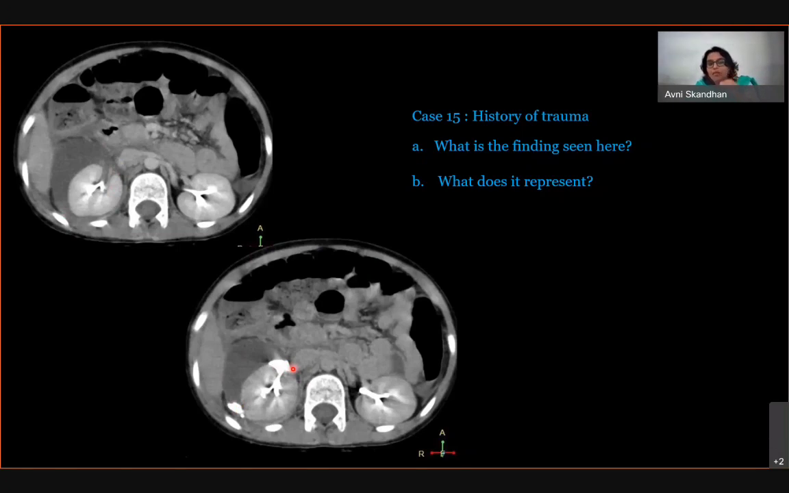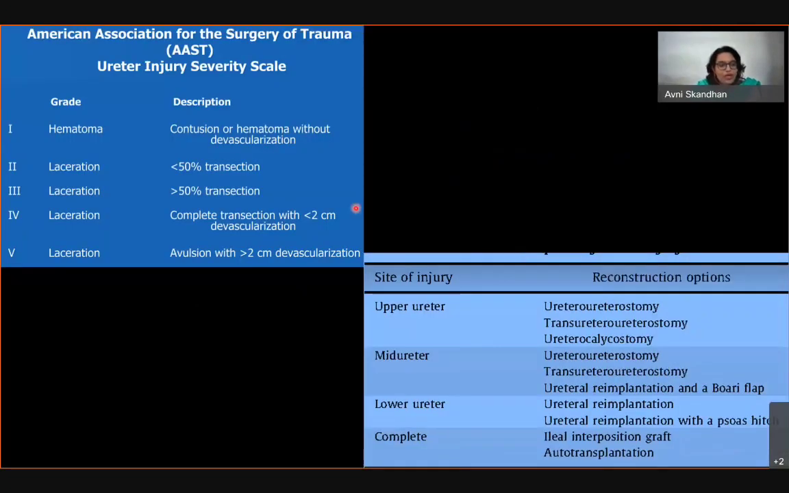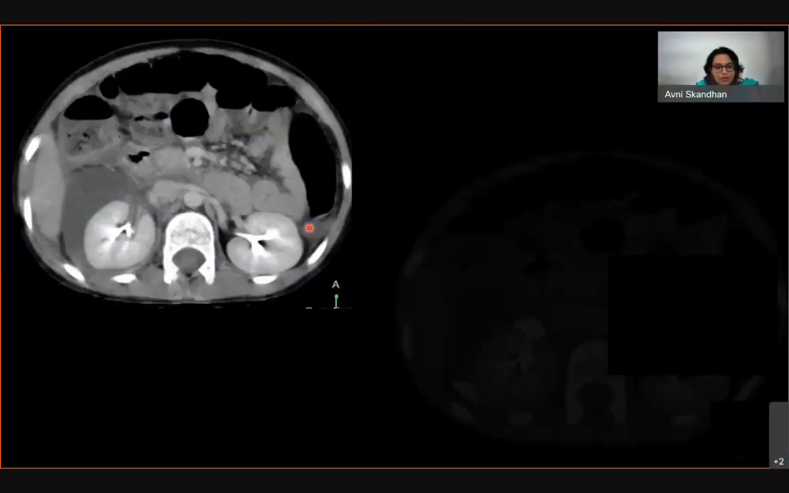So this just emphasizes the importance of having more delayed images when we are suspecting this. If you see a perinephric hematoma, a periureteric hematoma, a periureteric, perinephric or perivesical collection, make sure you do further delayed images to be able to demonstrate if there's any contrast that is leaking out. Okay, because I'm running short of time, I'm just skipping a lot of descriptions.